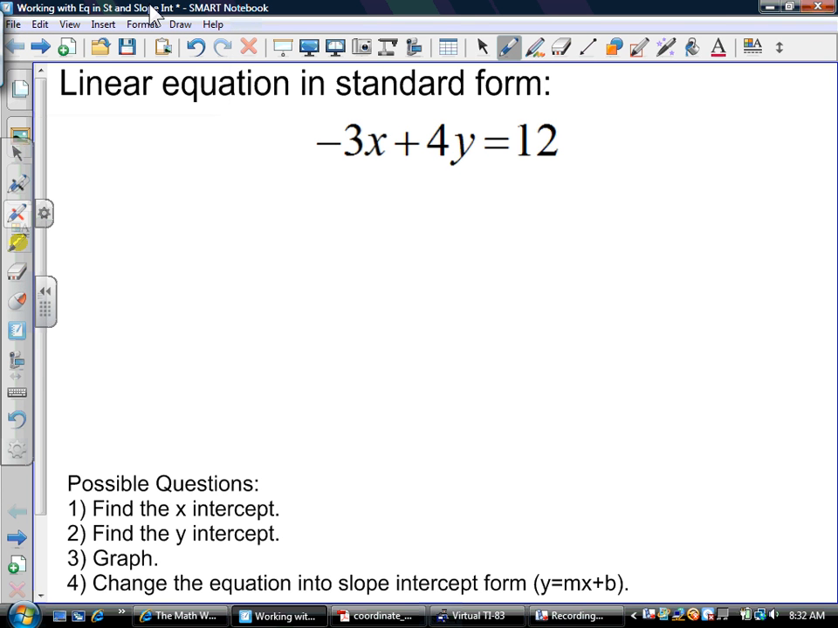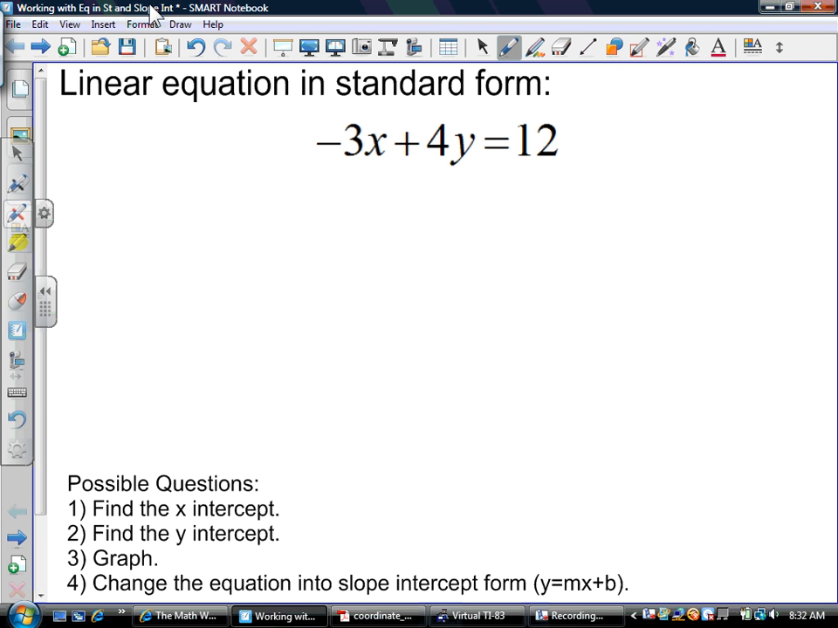What I'm going to do is show you some of the things that we're going to have to do when we're working with an equation in standard form. And you see down there at the bottom, these are all possible questions that you could be asked if I gave you an equation in standard form. First thing we're going to do is check out finding the x and y intercepts.